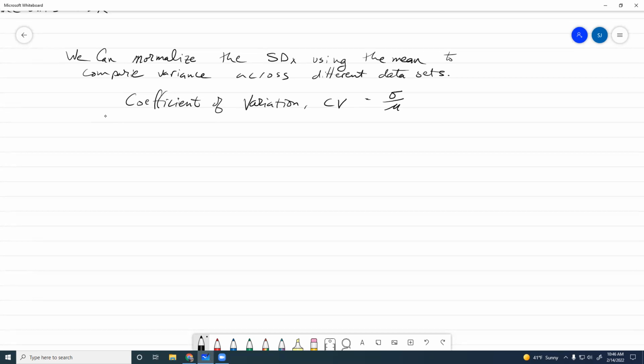These both have the same units, and so this is non-dimensional, or dimensionless. We can also just do S over X bar if it's based on a data set.